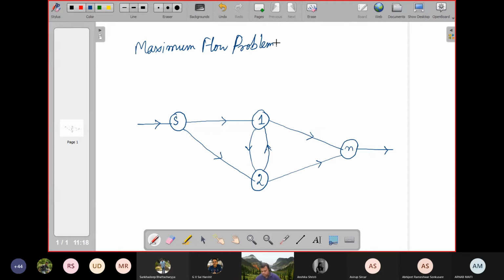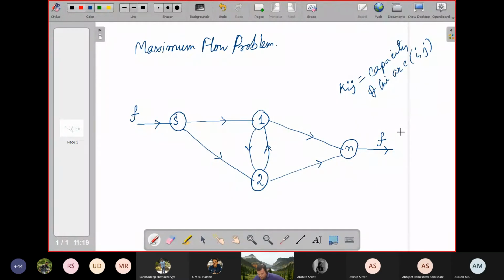Now, why is this issue coming, that what is the maximum flow? Because each of these arcs will have a capacity, denoted by Kij. So Kij is the capacity of the edge or the arc ij. Right. So I want to know what is the maximum value of f that is possible.